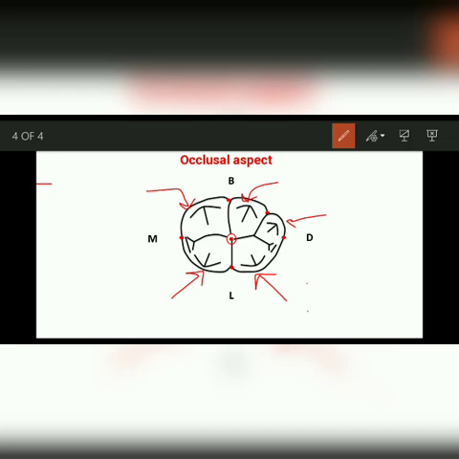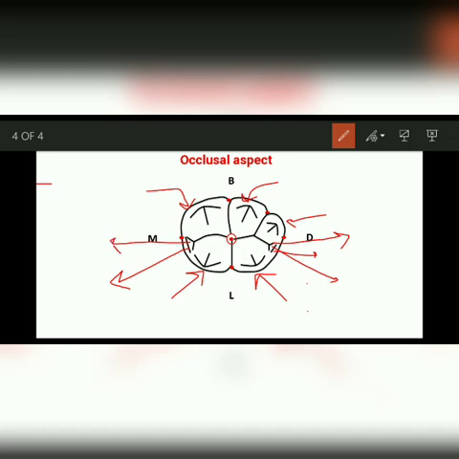Not just that, we can mark the distal marginal ridge and the supplemental grooves marking the distal triangular fossa. Here we can draw it. This is the distal triangular fossa. The other side is the mesial marginal ridge and the mesial triangular fossa.